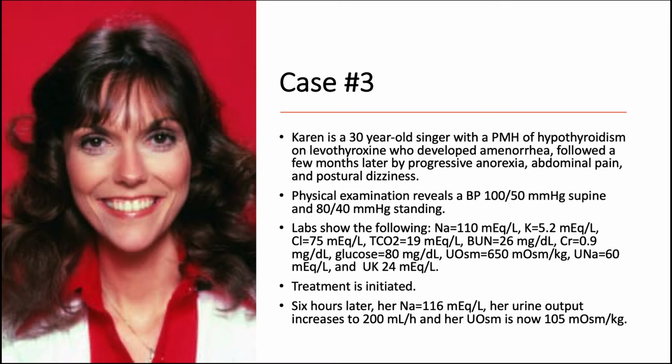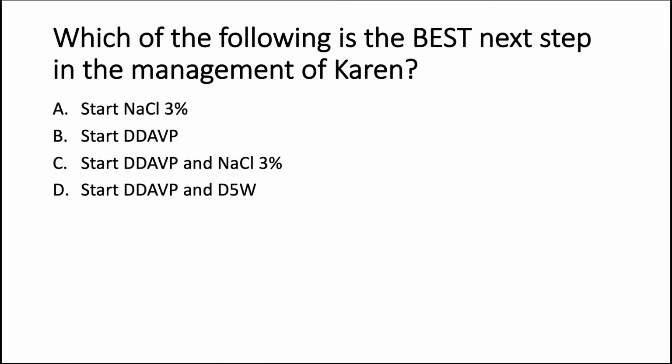She was given certain therapy for her condition, and 6 hours later, her sodium is now 116. It went from 110 to 116 in 6 hours. Her urine output has increased to 200 cc's an hour, and her urine osm, which was initially 650, is now down to 105. Okay? So that's the presentation. And the question is actually about therapy. Which of the following is the best next step in the management of Karen?